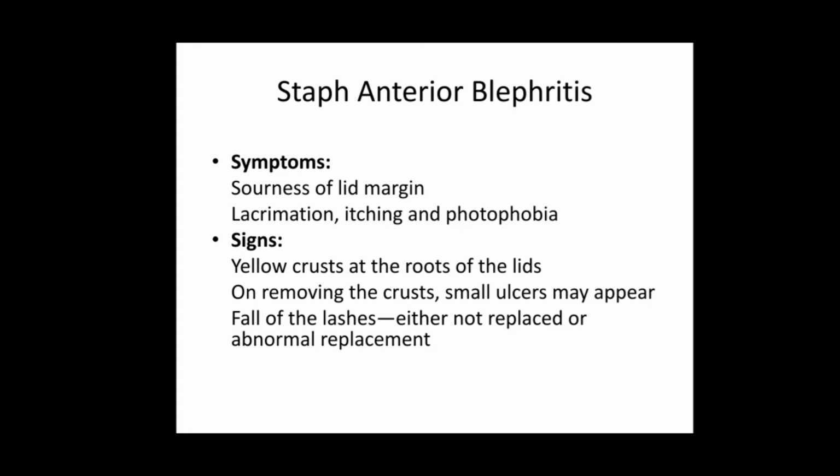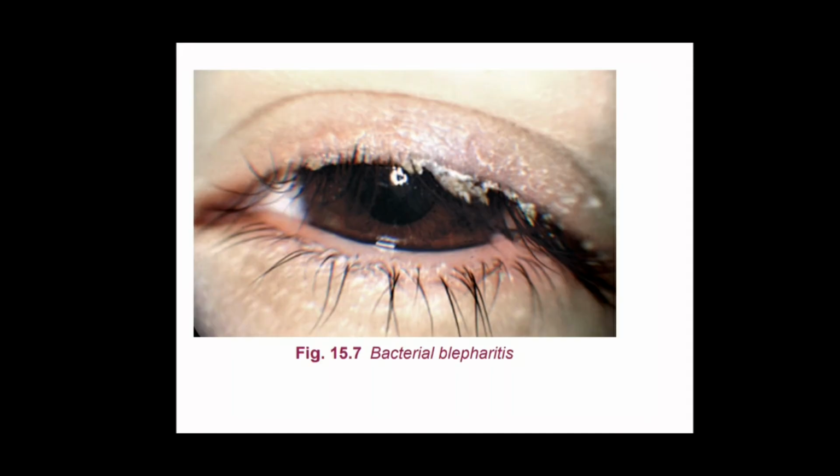Symptoms of staphylococcal anterior blepharitis are soreness of the lid margin, lacrimation, itching, and photophobia. Signs include yellow crust at the roots of the eyelashes. On removing the crust, small ulcers may appear. Lashes may fall, and are either not replaced or abnormally replaced. This is a picture of bacterial blepharitis.